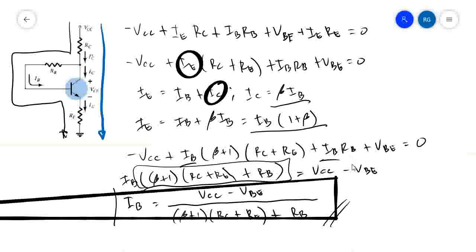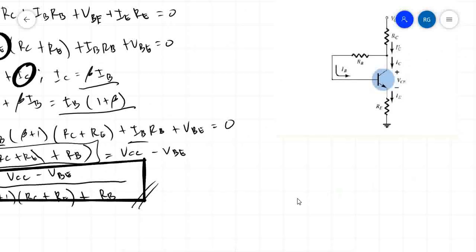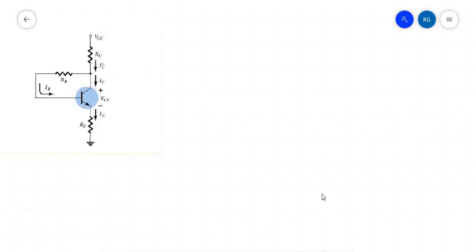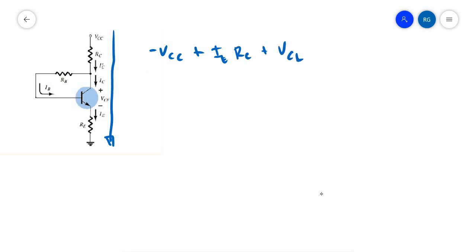Continue, we will now solve for VCE. For VCE, we're going to use this path. So if you're going to loop, you will end up with negative VCC plus IC prime, which is also your IE. So we're just going to use IE times RC plus VCE plus IE RE equals 0.